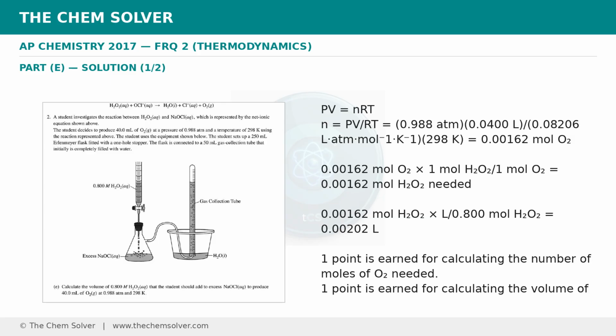0.00162 moles O2 times 1 mole H₂O₂ over 1 mole O2 is equal to 0.00162 moles H₂O₂ needed. 0.00162 moles H₂O₂ times 1 L over 0.800 moles H₂O₂ is equal to 0.00202 liters. 1 point is earned for calculating the number of moles of O2 needed. 1 point is earned for calculating the volume of the H₂O₂ solution that should be added.